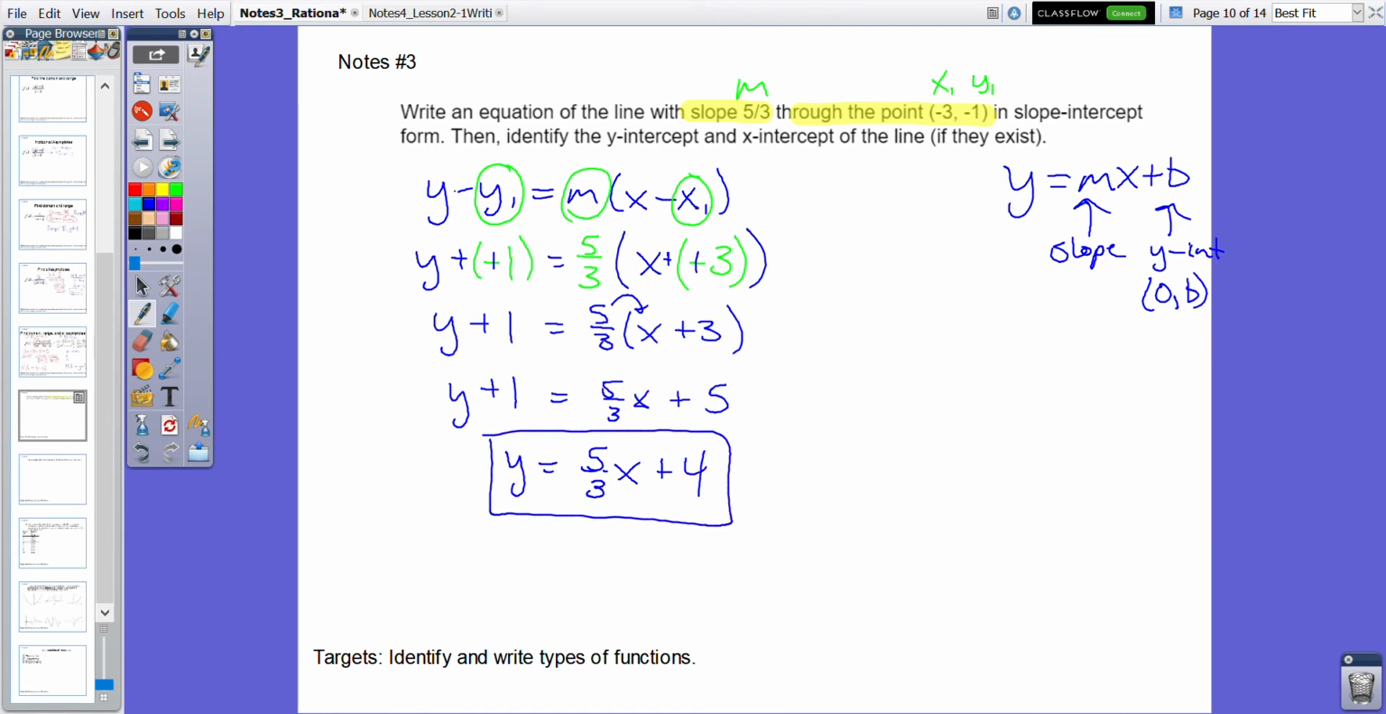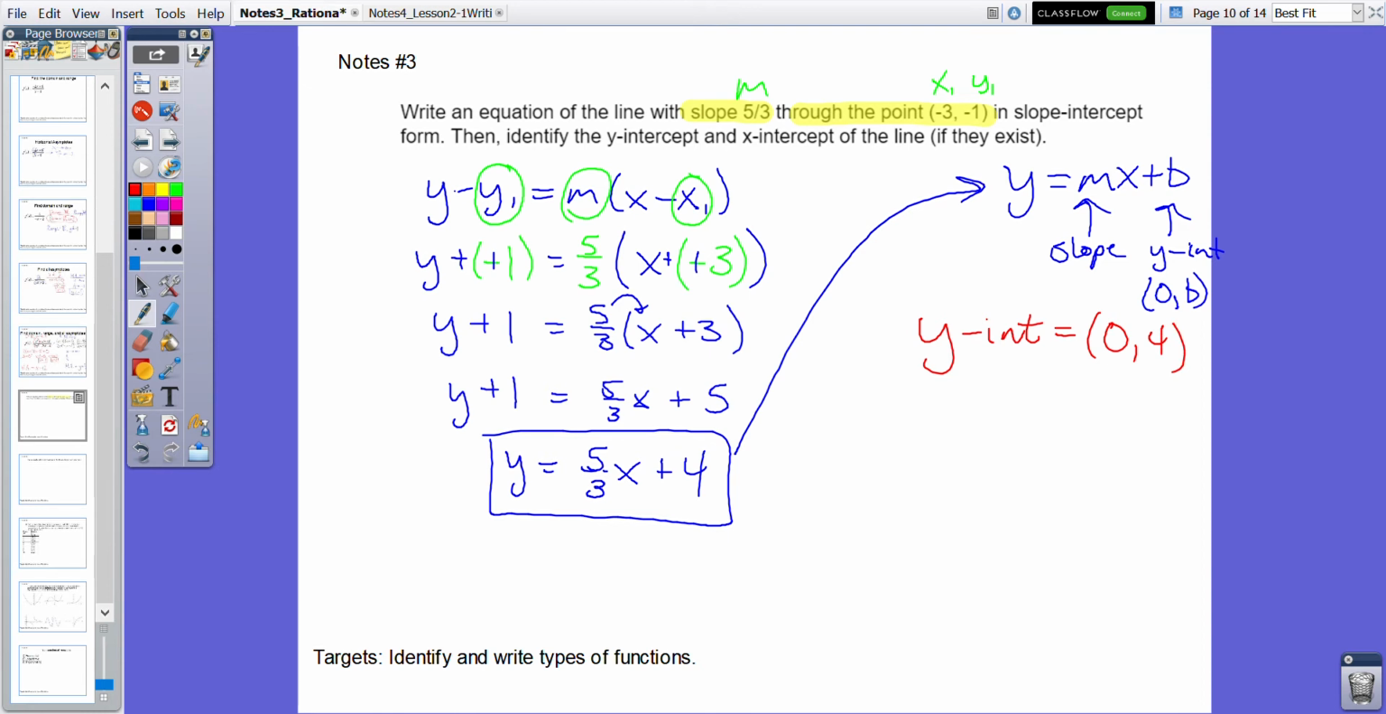Now from this, first of all, we can pick out what our y-intercept is, because we know that y is solved for. We know that our y-intercept is going to be whatever our constant value on the right side is. So our y-intercept, I'm going to use red for this one, is going to be the point (0, 4).